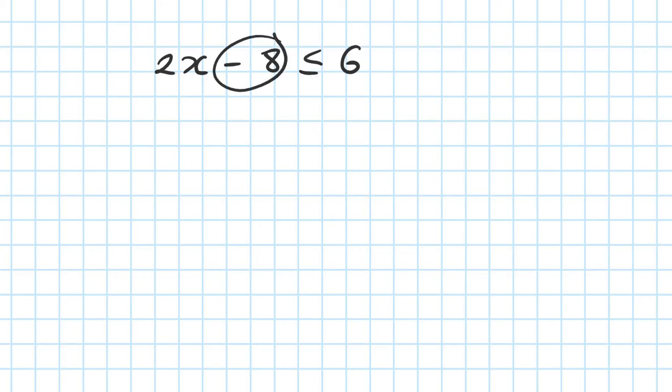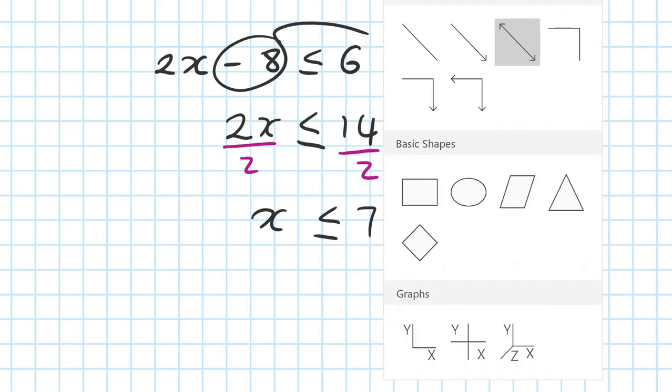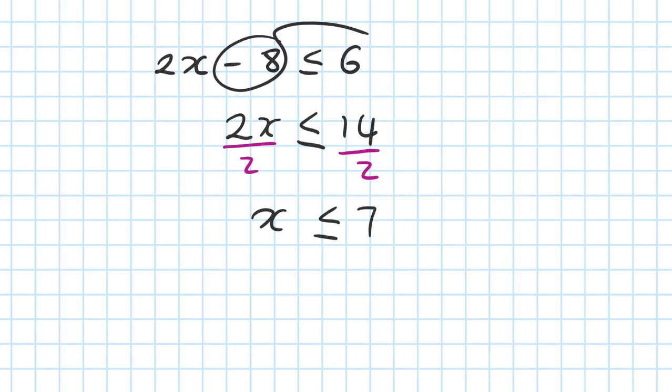Now, I move this to the other side, so 2x is less than or equal to 6 plus 8, which is 14. You see? Then I divide by 2, so therefore x is less than or equal to 7. Now, to show that on the number line, I just draw that first. We just go this side, and then this is 7, I just make a 7 here, and then this is 8, 9.